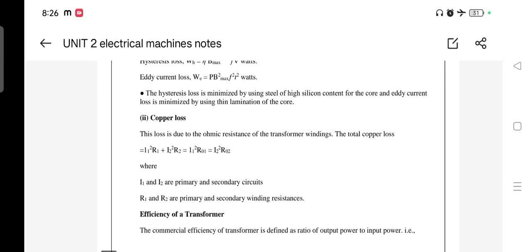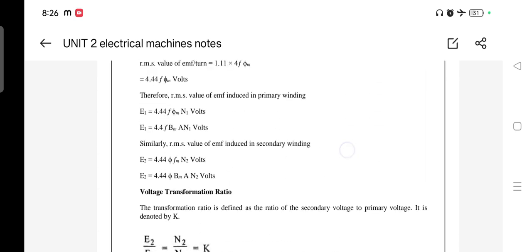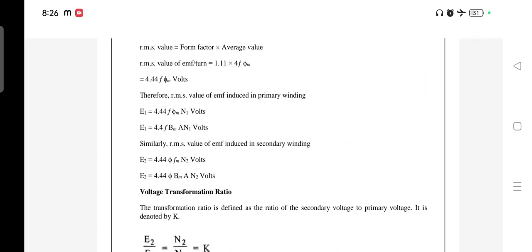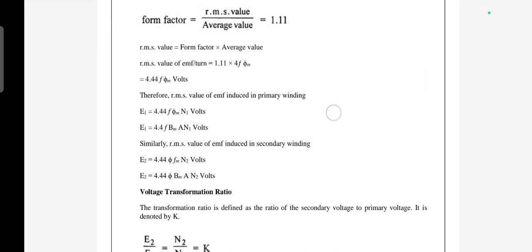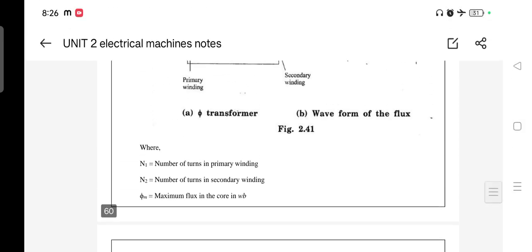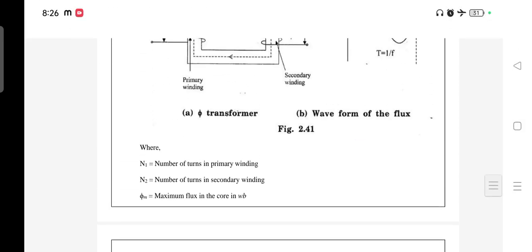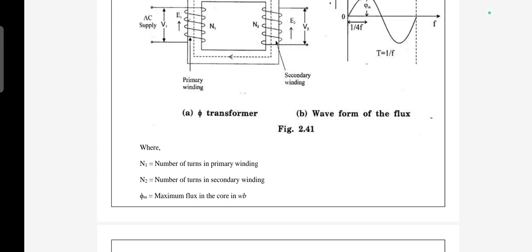Okay, in today's class about the transformer, we have seen what a transformer is, what the classifications of transformers are, what the construction of the transformer is, what the working principles of the transformer are, and then the ideal transformer, voltage transformation ratio, efficiency, and all-day efficiency. These are all the things we have discussed today.